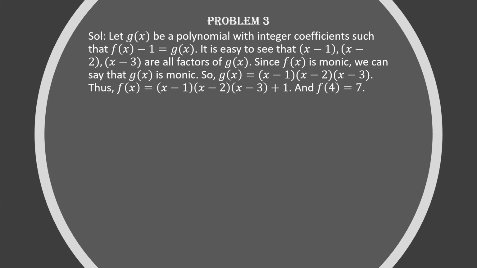Thus, since g of x is a monic cubic polynomial and f of x is also a monic cubic polynomial, we can express f of x as x minus 1 into x minus 2 into x minus 3 plus 1. I have expressed this using the fact that f of x minus 1 is equal to g of x. If I put the value of 4 in the equation, I get that f of 4 is equal to 7. Similarly, if I put x is equal to 5, then I can get the value of f of 5.